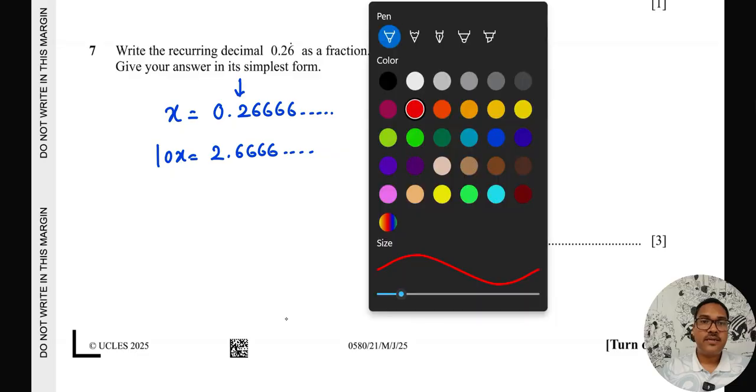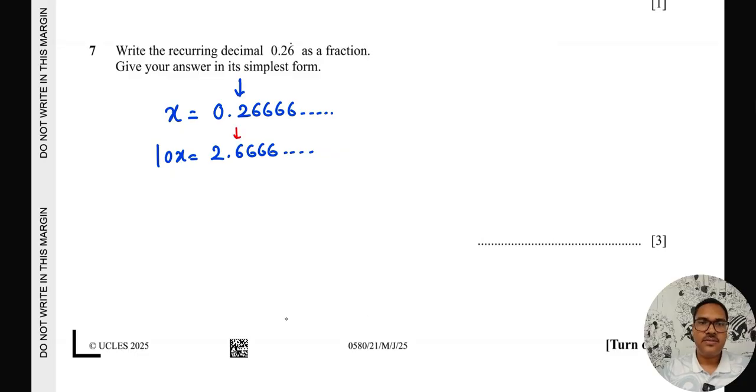Now what is recurring? Recurring is 6 here, correct? So you can say 6 is recurring. So always remember, bring the recurring block to the left of the decimal. So now again you multiply with 10. So this will become 100x. This will become 26.666 and so on.